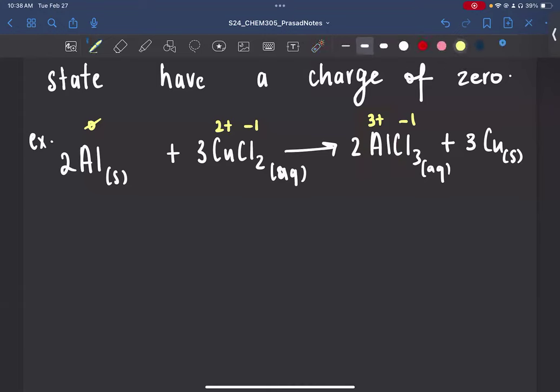And then finally, copper exists by itself. According to the periodic table, it is a metal, therefore it is solid. Copper has a 0 charge.